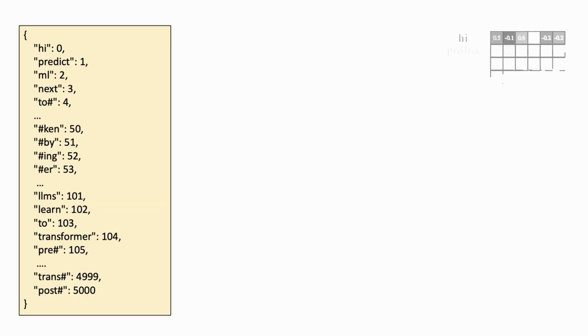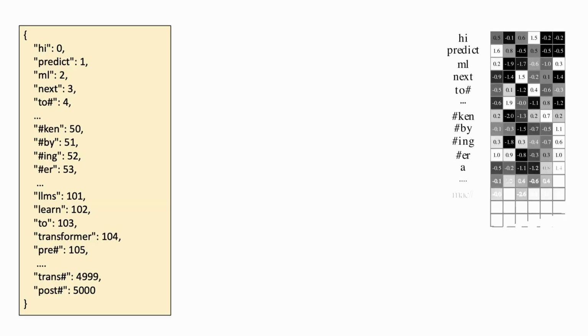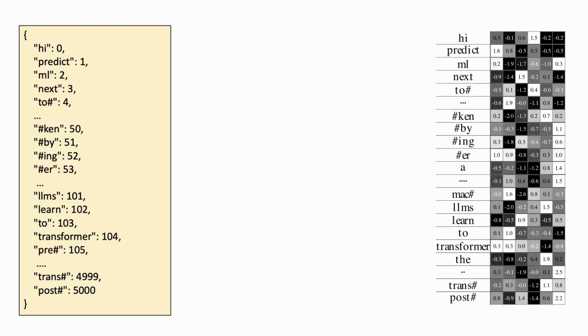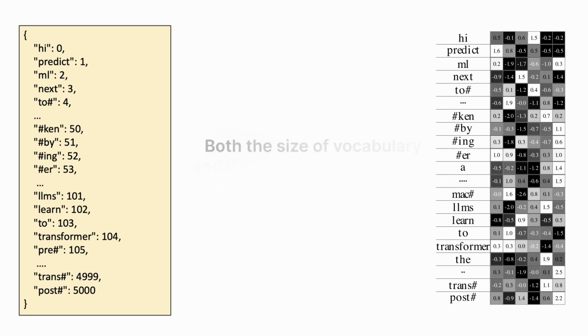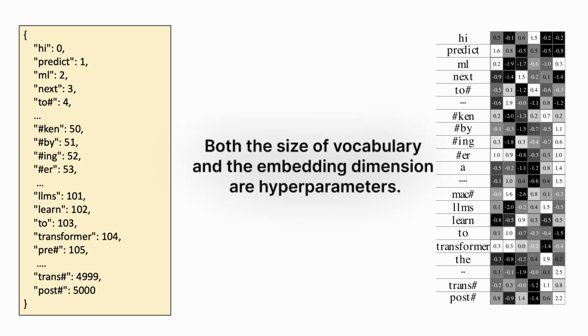They want a vector representation of these tokens. So for that, next we will randomly initialize an embedding vector for each token in this vocabulary. This is often referred to as the embeddings table, which is simply a lookup table to fetch the representation of a specific token. Both the number of tokens in the vocab and the size of the embedding vectors are hyperparameters that we choose at the start of training.